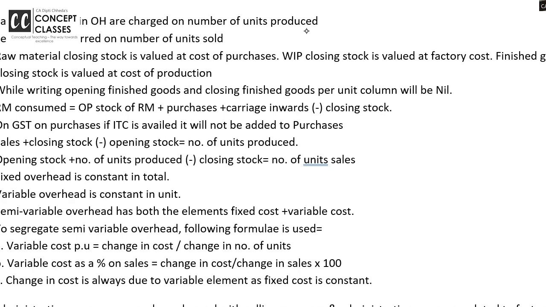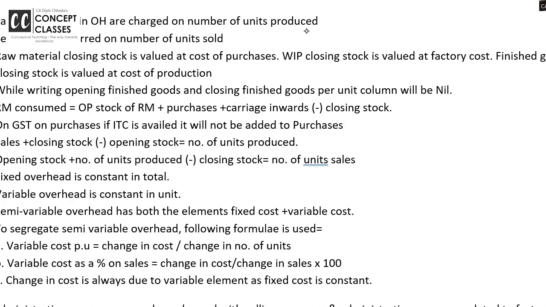Raw material closing stock is valued at cost of the purchase. Work in progress is valued at factory cost. Opening and closing work in progress come right below factory cost. And finished goods stock is valued at cost of production. While writing opening finished goods and closing finished goods, the per unit column will be nil, dear students.